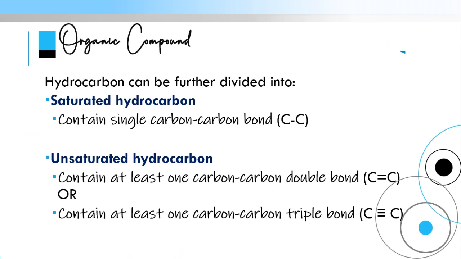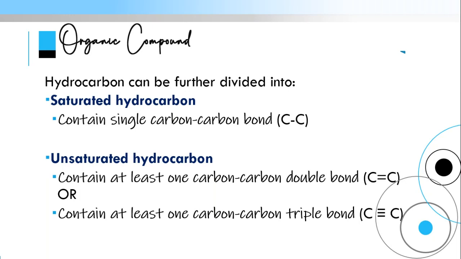The first one we call saturated hydrocarbon. The classification into saturated or unsaturated is based on how carbon atoms are bonded. If they are bonded with only single covalent bonds in the compound, it is considered saturated hydrocarbon. However, if there is at least one carbon-carbon double bond or one carbon-carbon triple bond present in the compound, the compound is considered an unsaturated hydrocarbon.